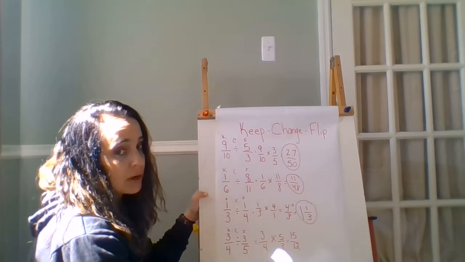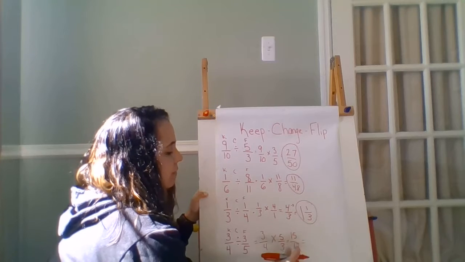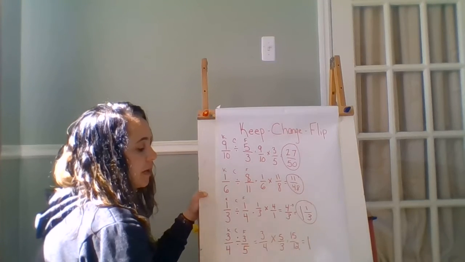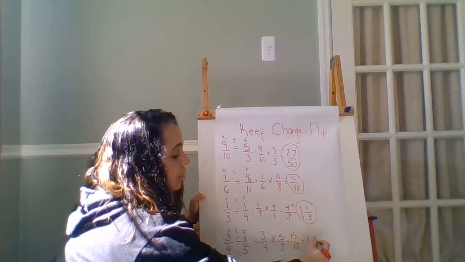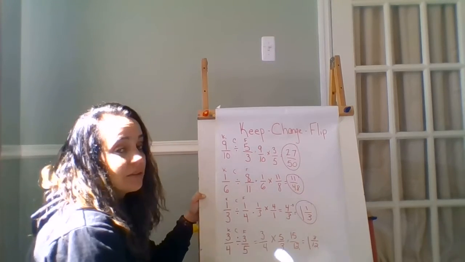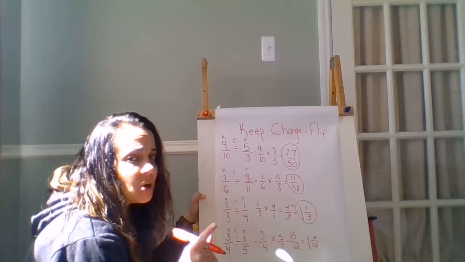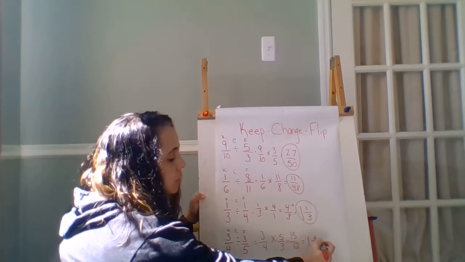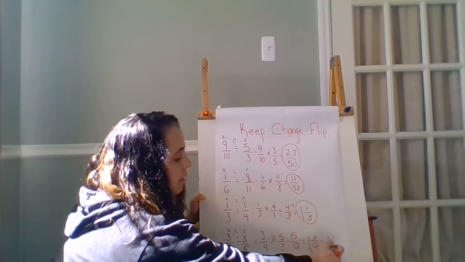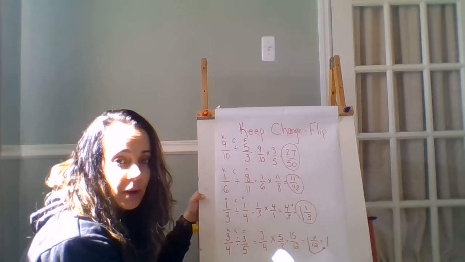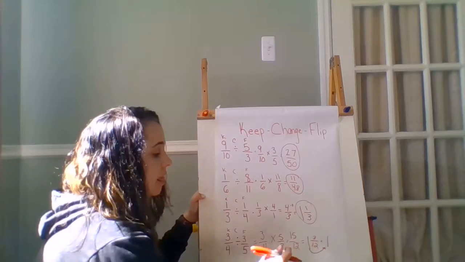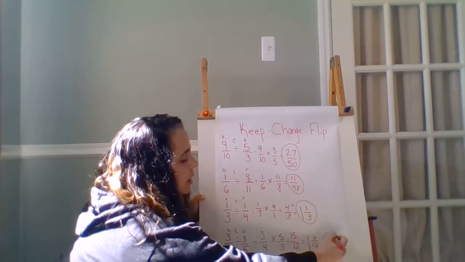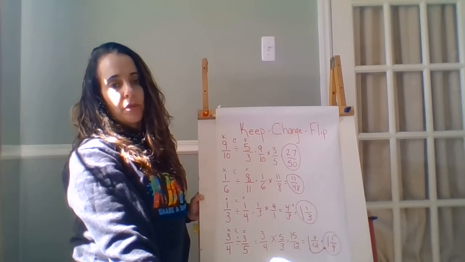Oh, it's improper. 15 divided by 12. How many 12's fit into 15? 1. What's 15 minus 12? 3. Now, the only problem is it still has one more step. 3/12. That can be simplified. So we keep that 1, bring it over. What's the greatest common factor of 3 and 12? 3. 3 divided by 3 is 1. 12 divided by 3 is 4. And my answer is 1 1/4.